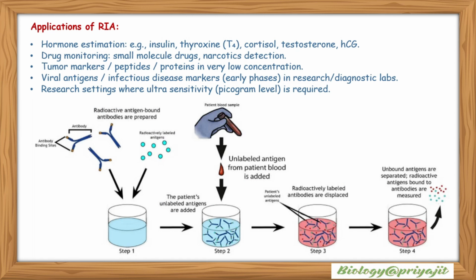Applications of RIA. First of all is hormone estimation such as insulin, thyroxine, cortisol, testosterone, human chorionic gonadotropin, etc. Drug monitoring, small molecules like drugs, narcotics detection. Tumor markers like peptides, proteins in very low concentration. Viral antigens such as infectious disease markers in early phase, in research and diagnostic labs. Research settings where ultra sensitivity or picogram level is required.